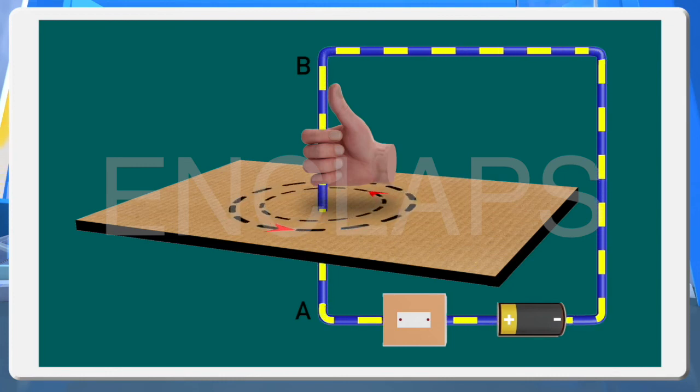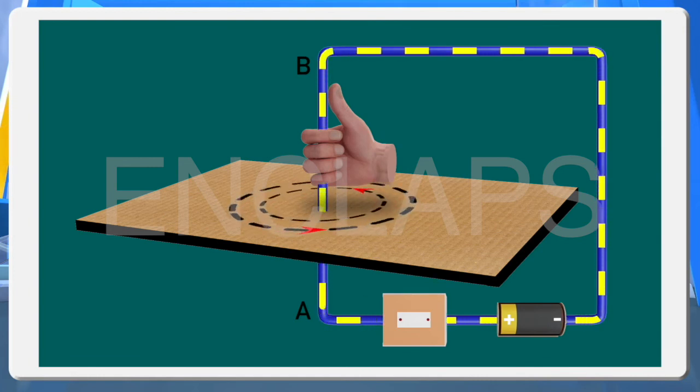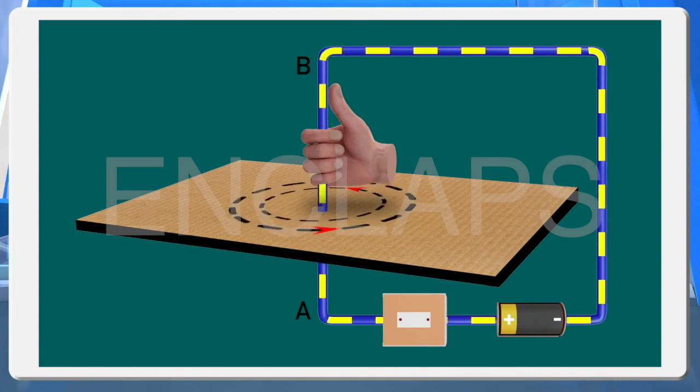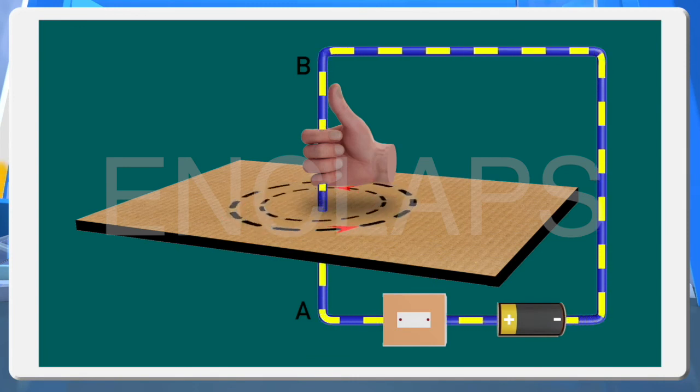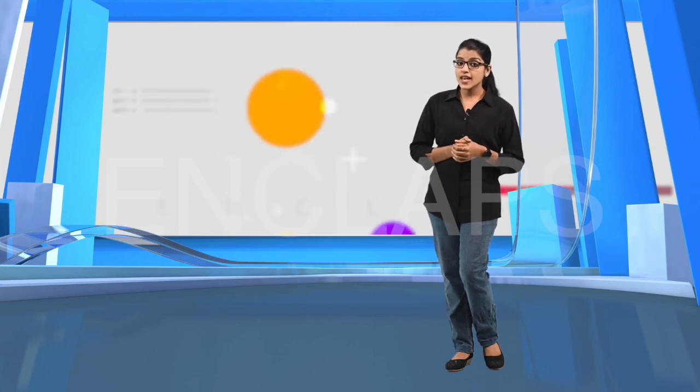Assume that you are holding a current carrying conductor in your right hand. The thumb indicates the direction of flow of current and the remaining fingers encircling the conductor would give you the direction of magnetic field. This is called Maxwell's right hand thumb rule. This same rule is also known as Maxwell's right hand screw rule.